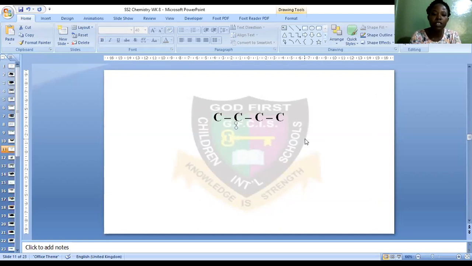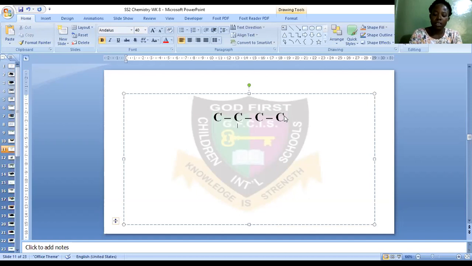The methyl group is CH3. So you put CH3 on carbon 2. Remember now that it is but-1-ene. So on carbon 1, you put a double bond. So your double bond is now present.